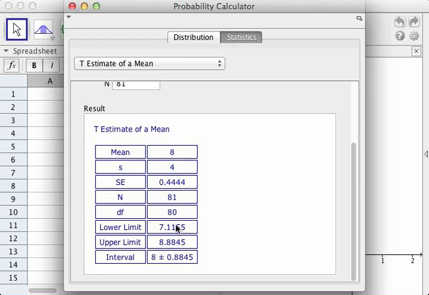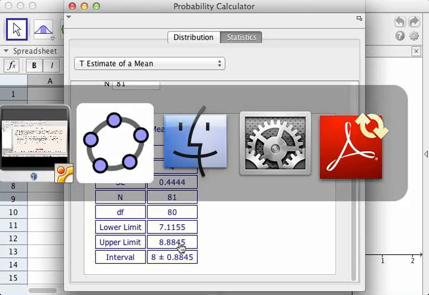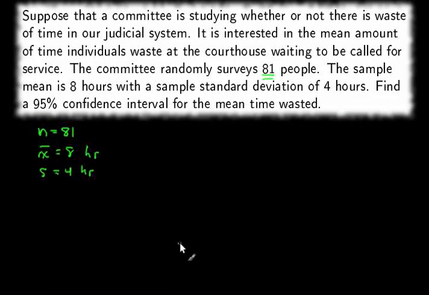Okay, so to answer our question, 7.11, well, we'll call it 7.12 to 8.88. So the confidence interval itself is the interval from 7.12 to 8.88 hours.